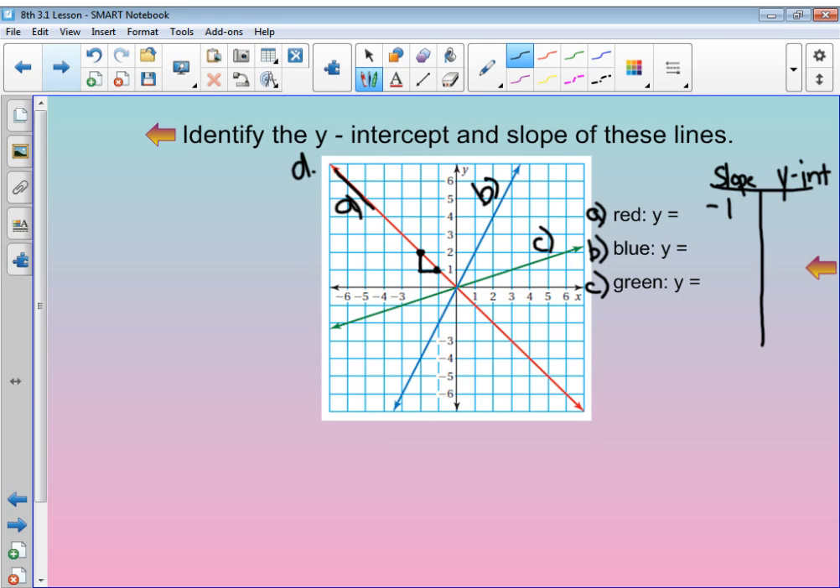Our y-intercept is where it crosses our y-axis. If we see where the red line crosses the y-axis, it's right here, which is at 0. So we're just going to say it crosses at 0. Okay, so we're done working with that red line.